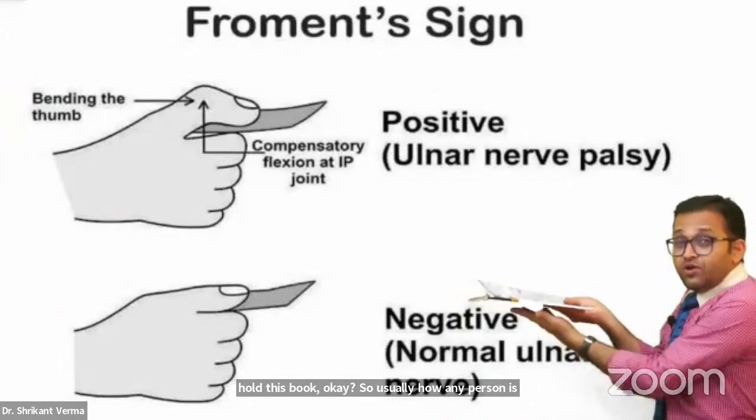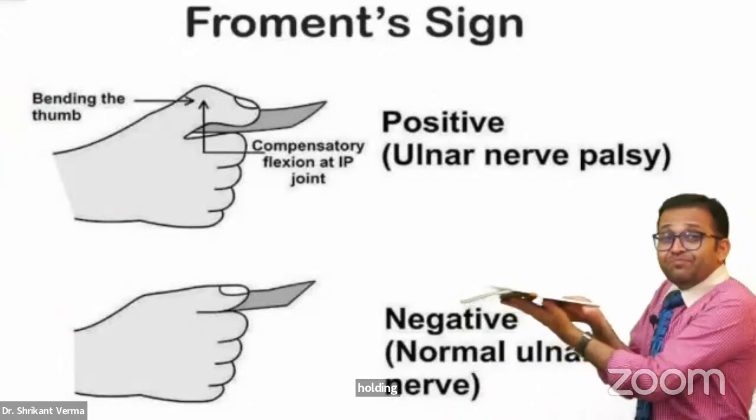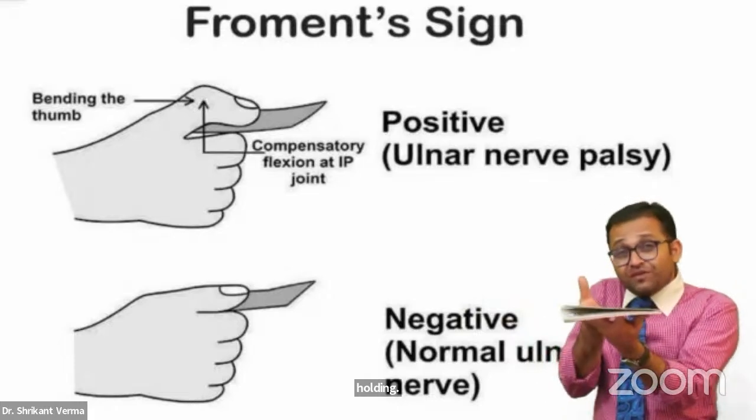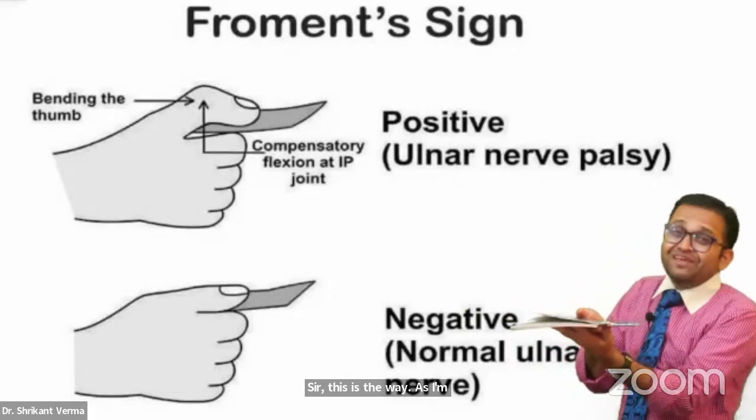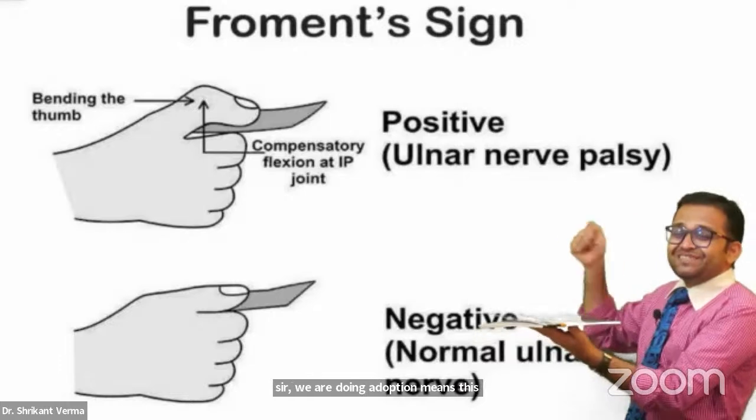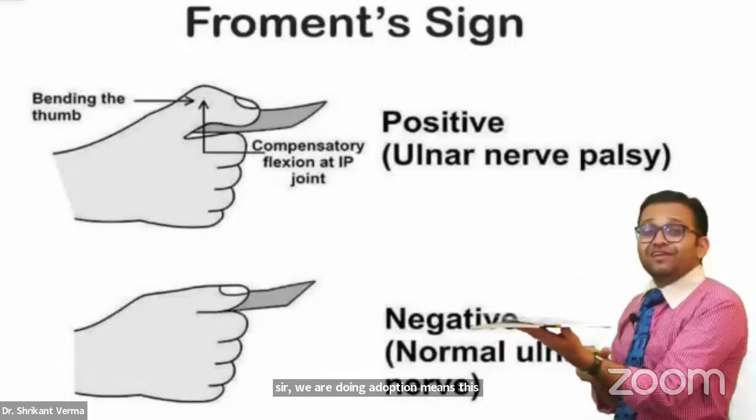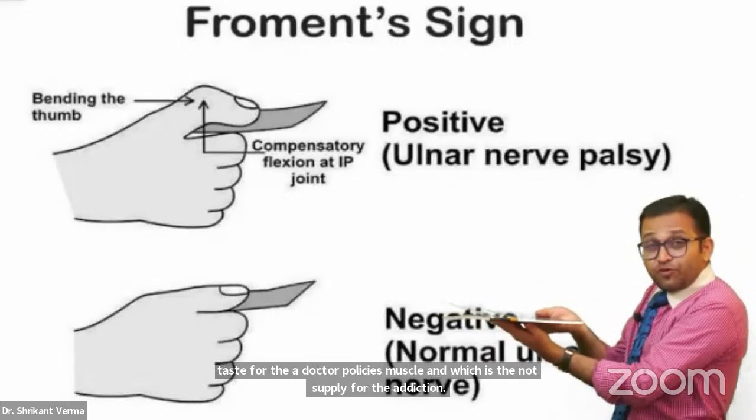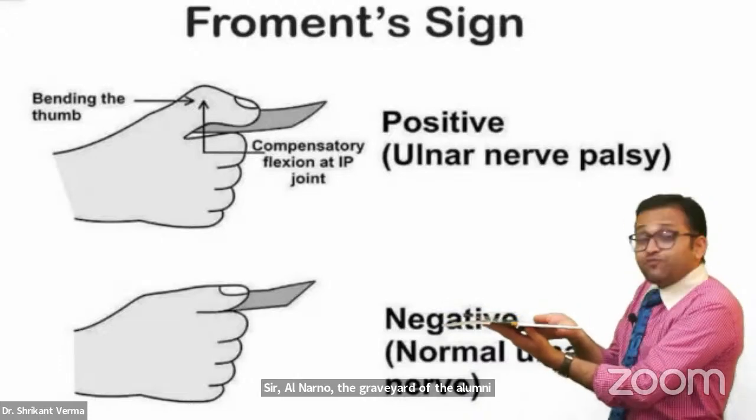This is how we hold a book. What we are doing, sir, is adduction. This book test is the test for the adductor pollicis muscle, and the nerve supply for adduction is the ulnar nerve, the ulnar nerve supplying the adductor pollicis. So this is the test for the adductor pollicis, and it is a test for the ulnar nerve.